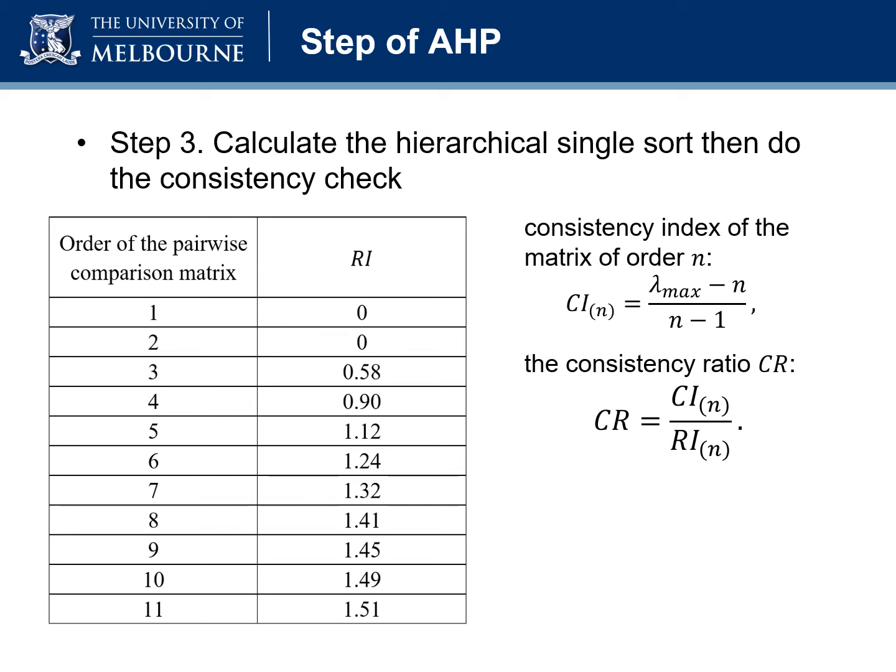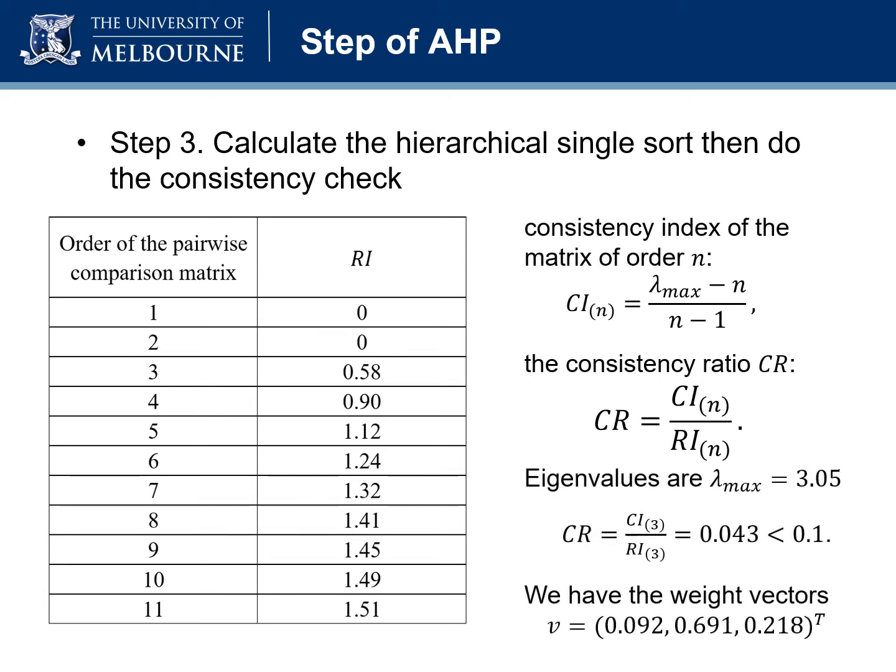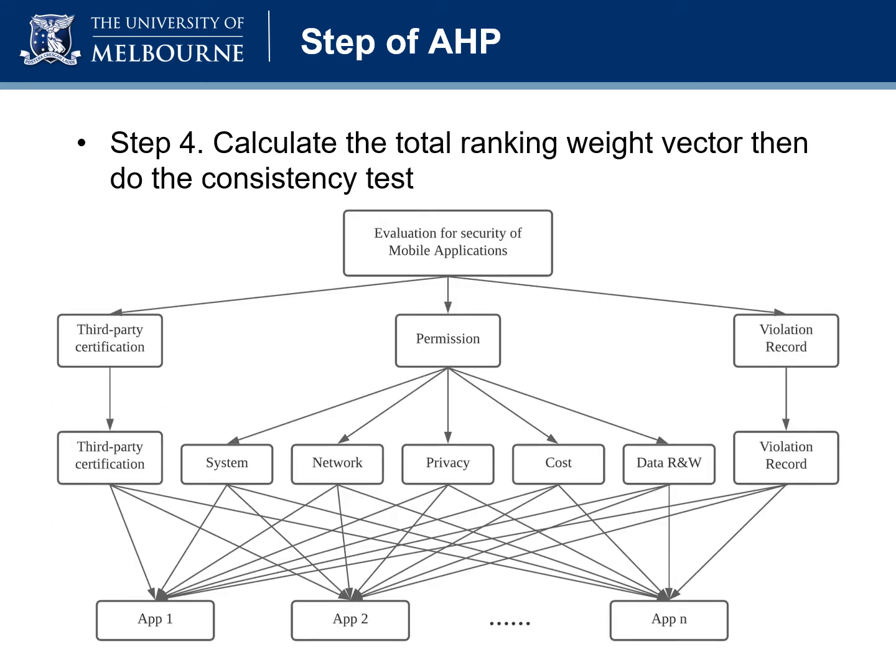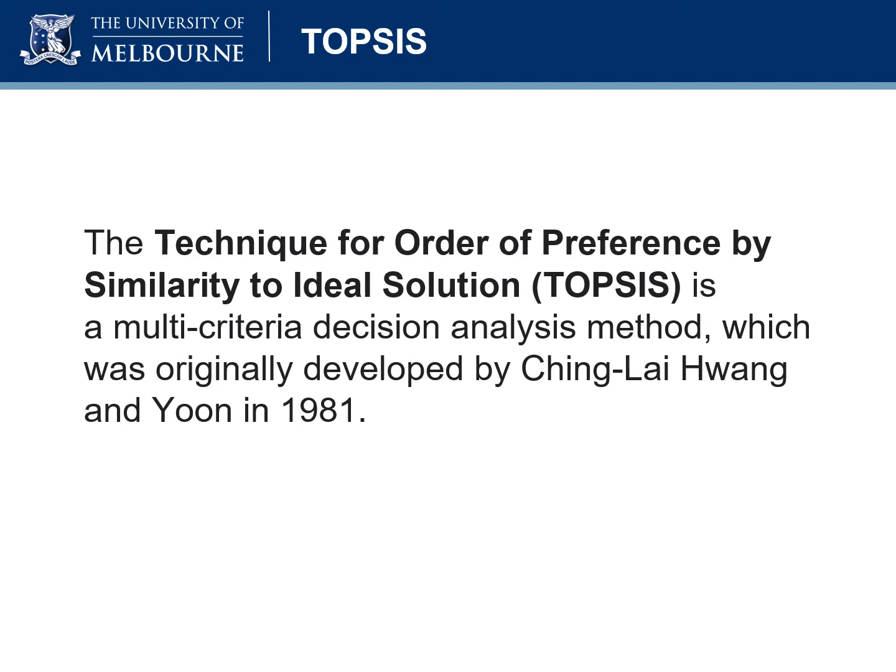Since we want our matrix to be consistent, it should pass a consistency check with the evaluation metric CR, and compare the CR we calculated with the table. In the traditional AHP method, we calculate the weight vector layer by layer until the lowest alternative level. And finally, we can get the weight vector of all our alternatives. As I said before, AHP is based on the subjective judgment of decision makers themselves, which may somehow deviate from the objective facts. So here we introduce another method called TOPSIS.